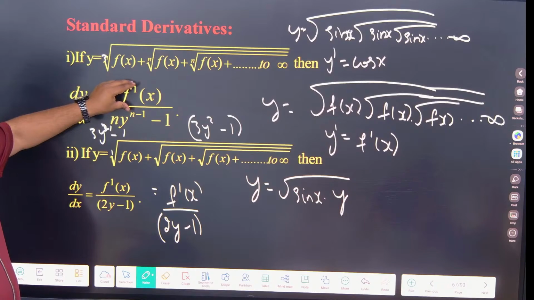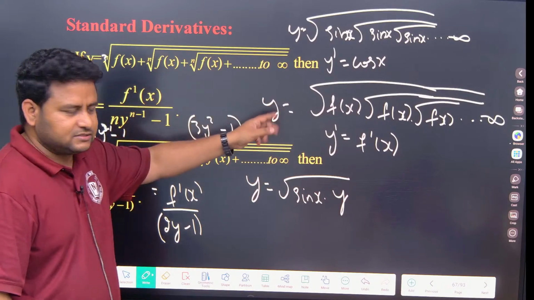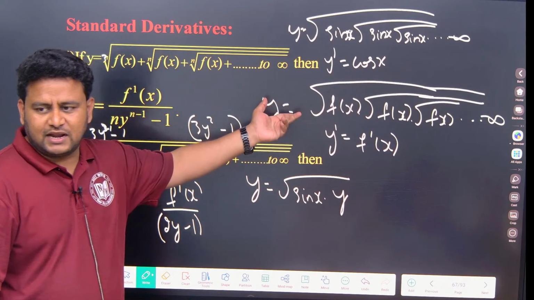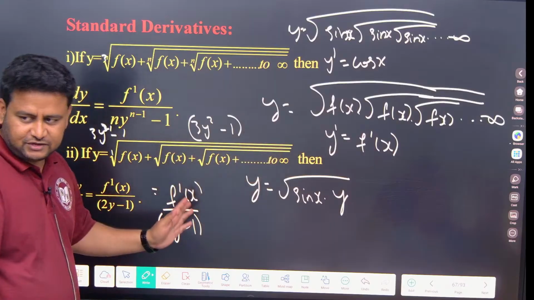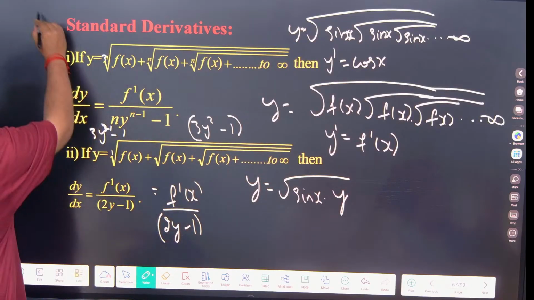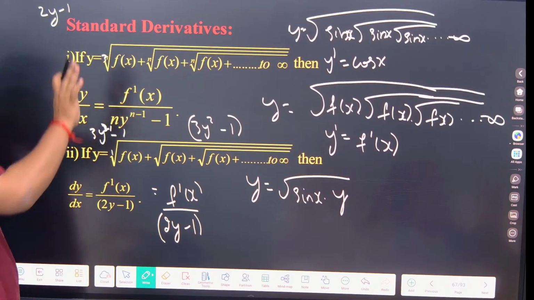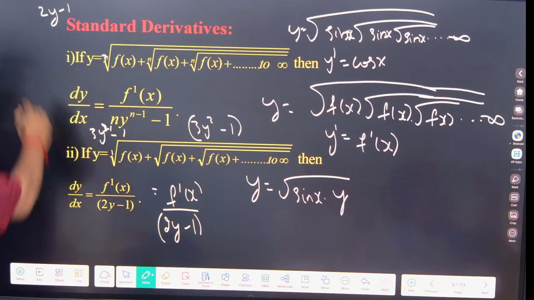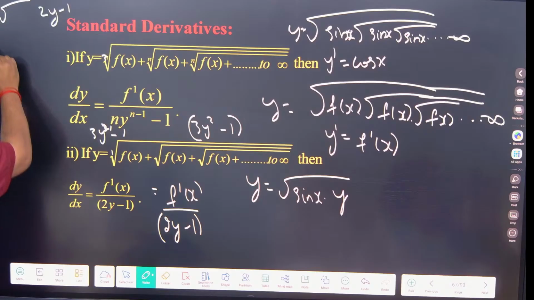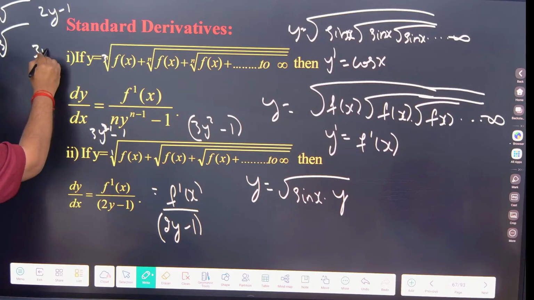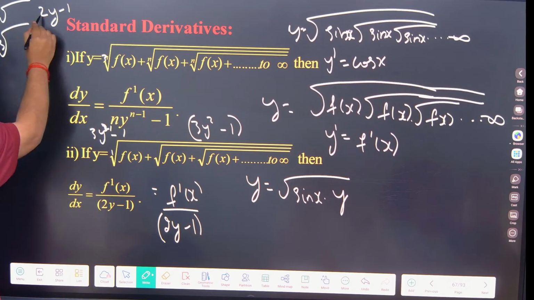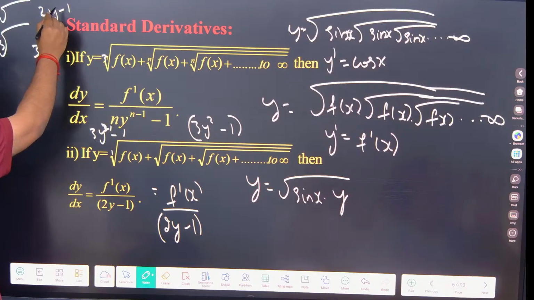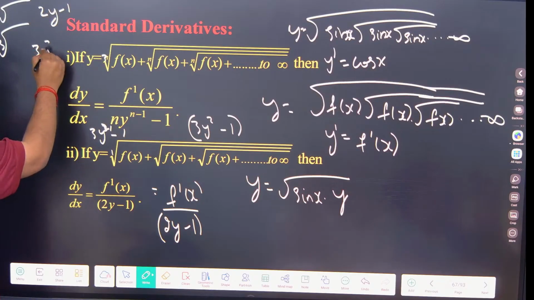F dash of x. So instead of giving the square root of sin x plus sin x, if they give cube root, what will happen? Instead of writing 2, write 3. The numerator is the same, f dash of x. If it is square root, you write 2y minus 1. If it is cube root, you write 3y, and instead of 1, 3 minus 1 is 2, so 3y square minus 1.